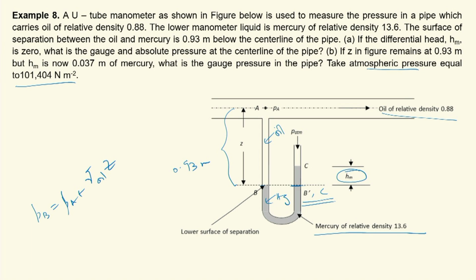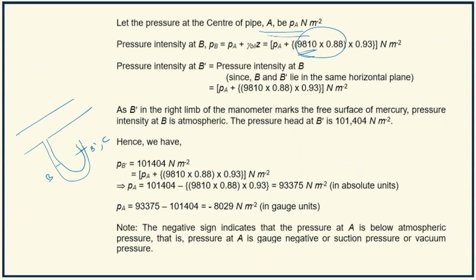So this is the free surface of mercury, means here the pressure is atmospheric. Here the pressure is atmospheric. Now B dash and B lie in the same plane. Therefore here also the pressure should be atmospheric. Okay. So PB is equal to 10104 Newton per meter square. Now PB, we have got the expression for PB dash. So go by this and you get the value of PA. So PA is this much.